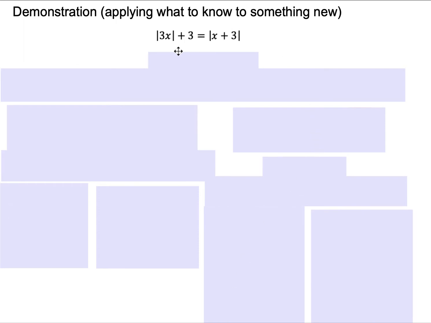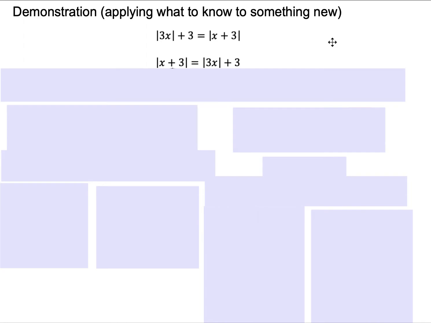Okay, all right, this is kind of a complicated looking problem, and there's a lot of steps to it. It's not one that you need to be able to do at the 8th grade level, but I do want to demonstrate it because I think there's value in seeing this problem done. So applying what you know to something new. Absolute value of 3x plus 3 equals absolute value x plus 3. First thing I would do is reorder it so the absolute value x plus 3 is on the left side. We're used to seeing it there.